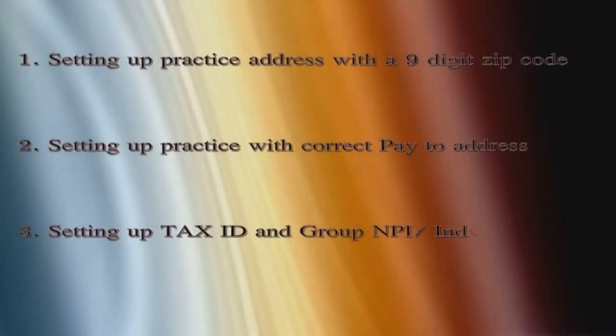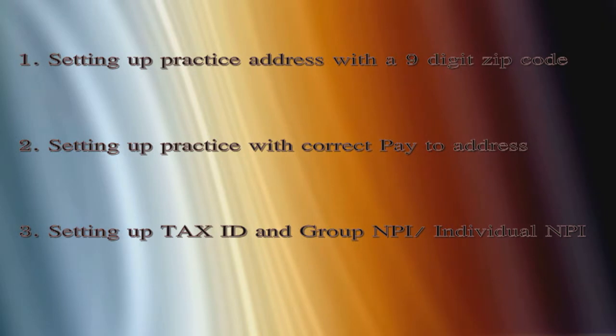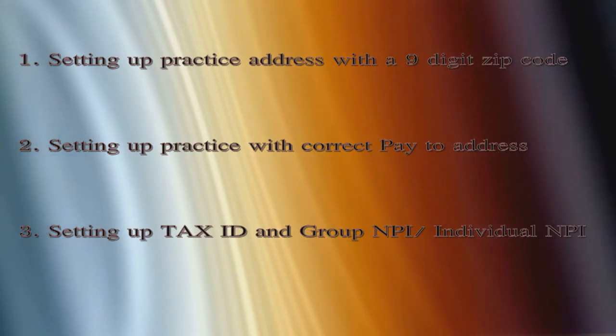To summarize, we've just covered the three most important aspects of setting up a practice: setting up the practice address with a 9-digit zip code, setting up the practice with correct payable to address, and setting up the tax ID and the group or individual NPI number.